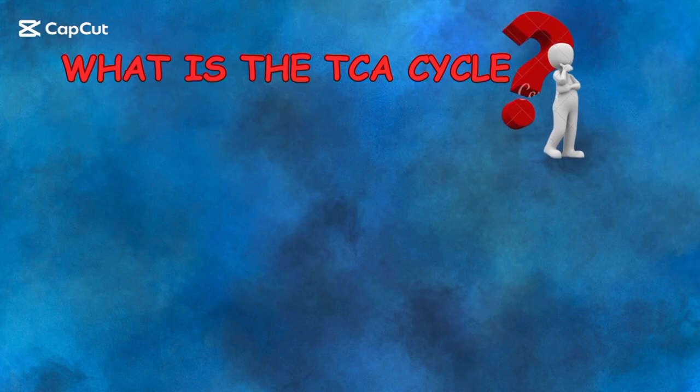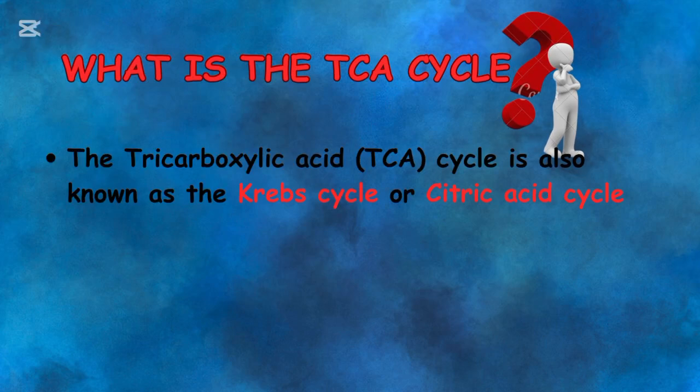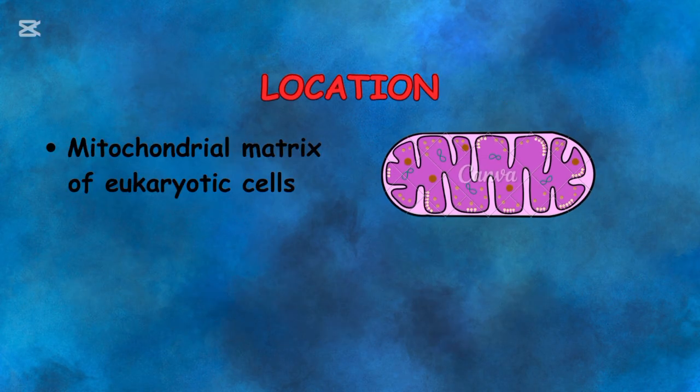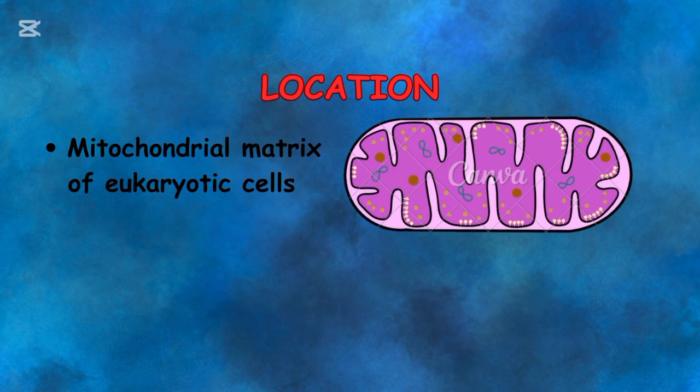What is the TCA cycle? The tricarboxylic acid cycle is also known as the Krebs cycle or the citric acid cycle. It is the central metabolic pathway responsible for oxidizing acetyl CoA derived from carbohydrates, proteins, and fats. The tricarboxylic acid cycle occurs in the mitochondrial matrix of eukaryotic cells.